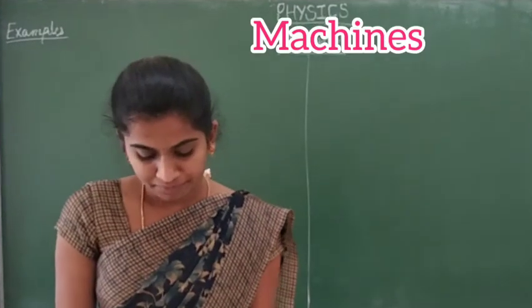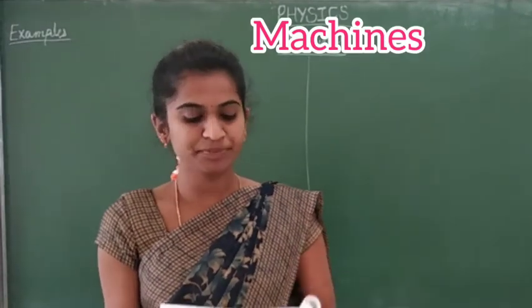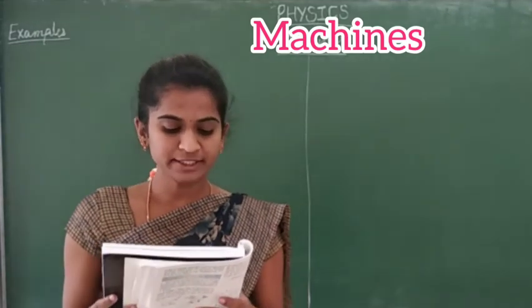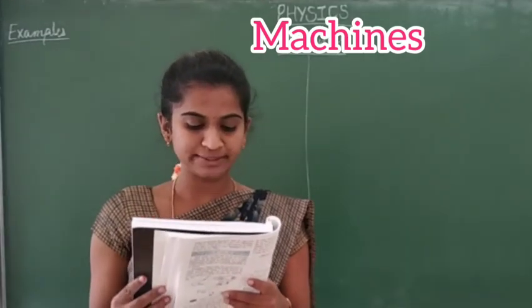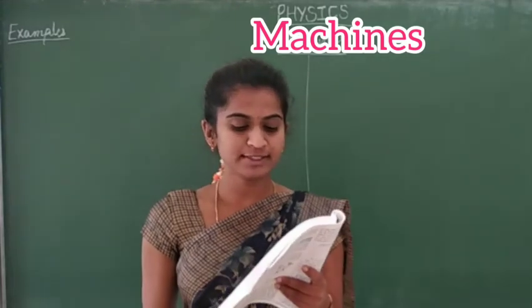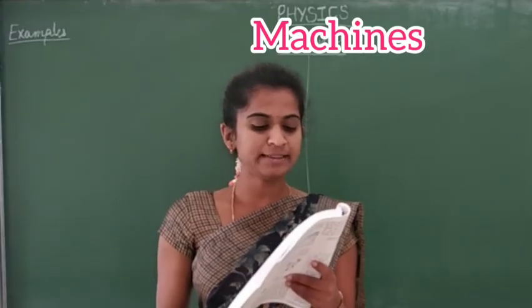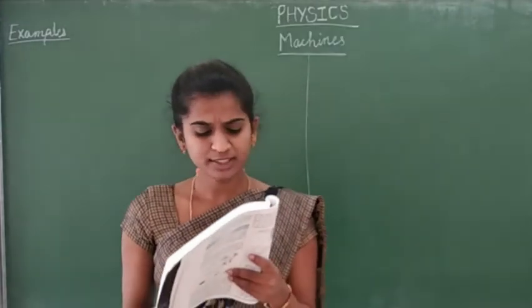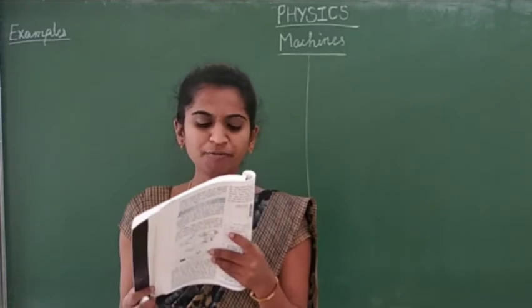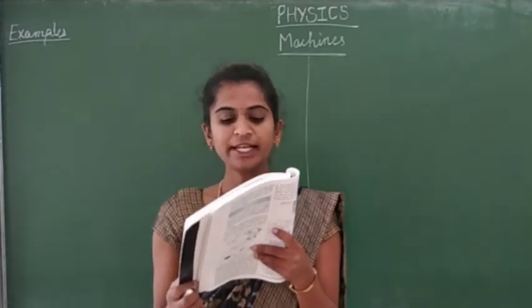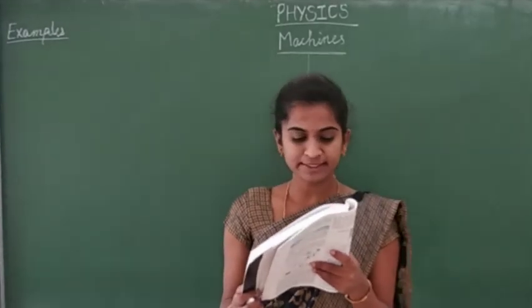First problem, that is the example problem. A machine is driven by a 100 kg mass that falls 8 meter in 4 seconds. It lifts a load of mass 500 kg vertically upwards, taking g as 10 meter per second square.